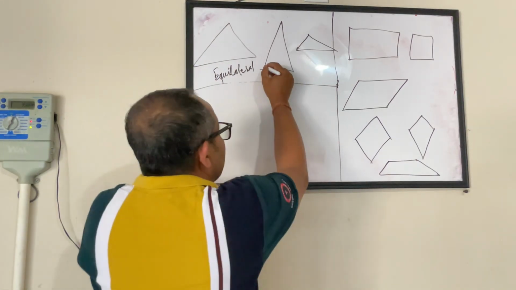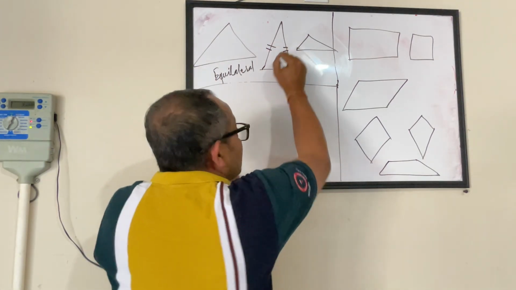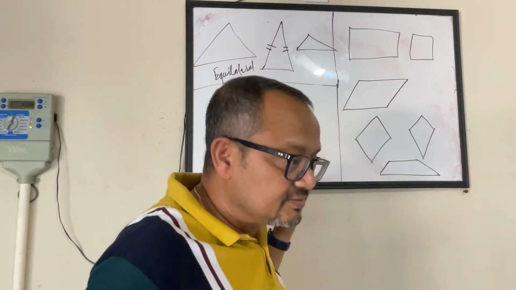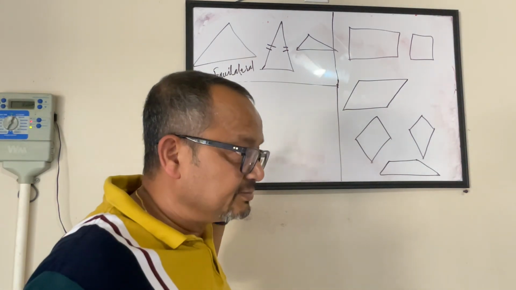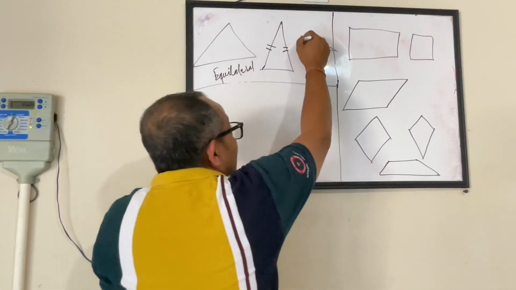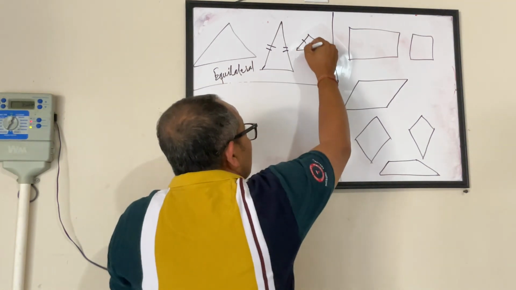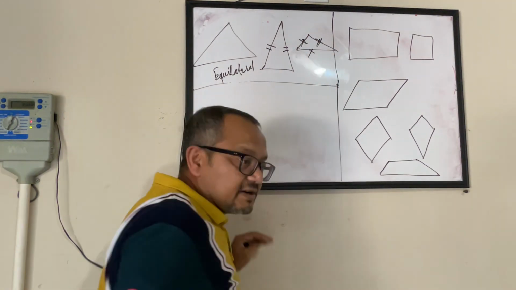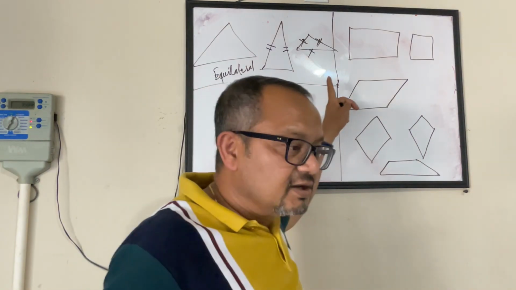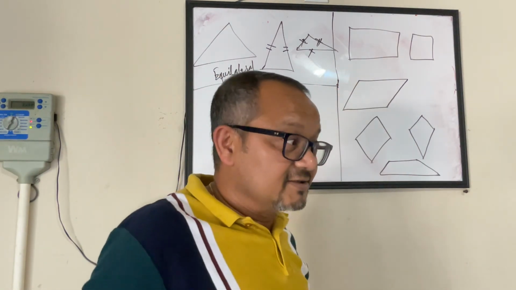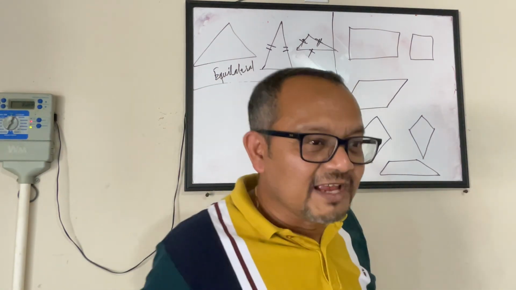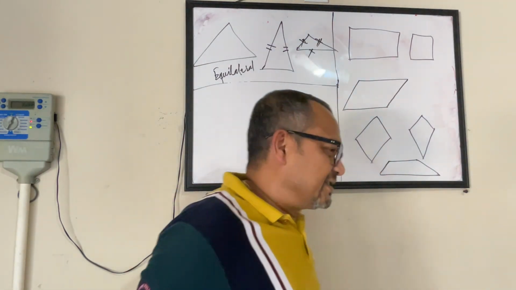When you look at this triangle, only two sides are same. This is called isosceles triangle. This is a triangle where all the three sides are different. This is different, this is different, this is different. This is called scalene. Yes, Sammy, that's what I was saying. Same thing? Okay, then you guys are knowing it.